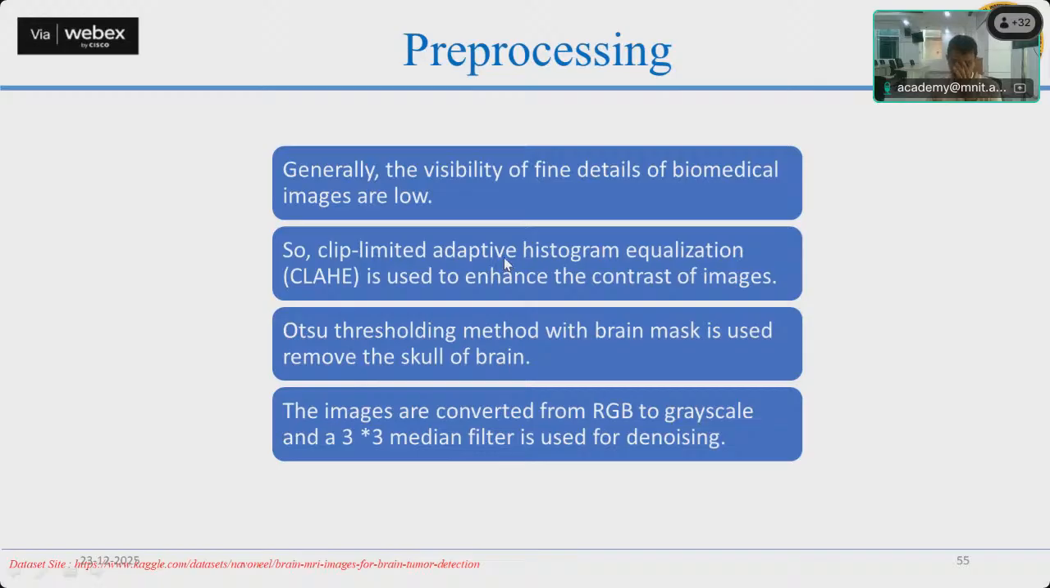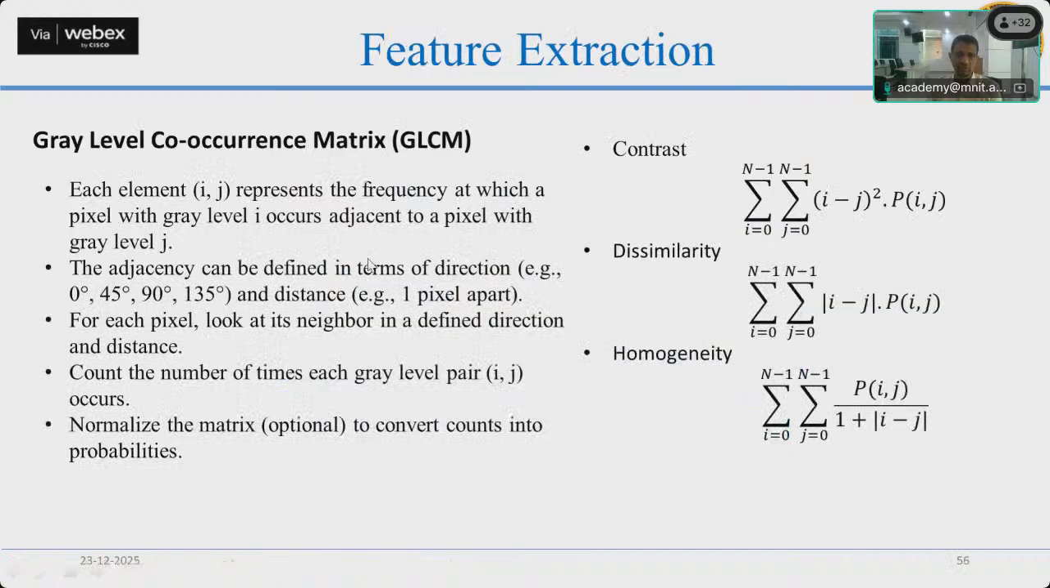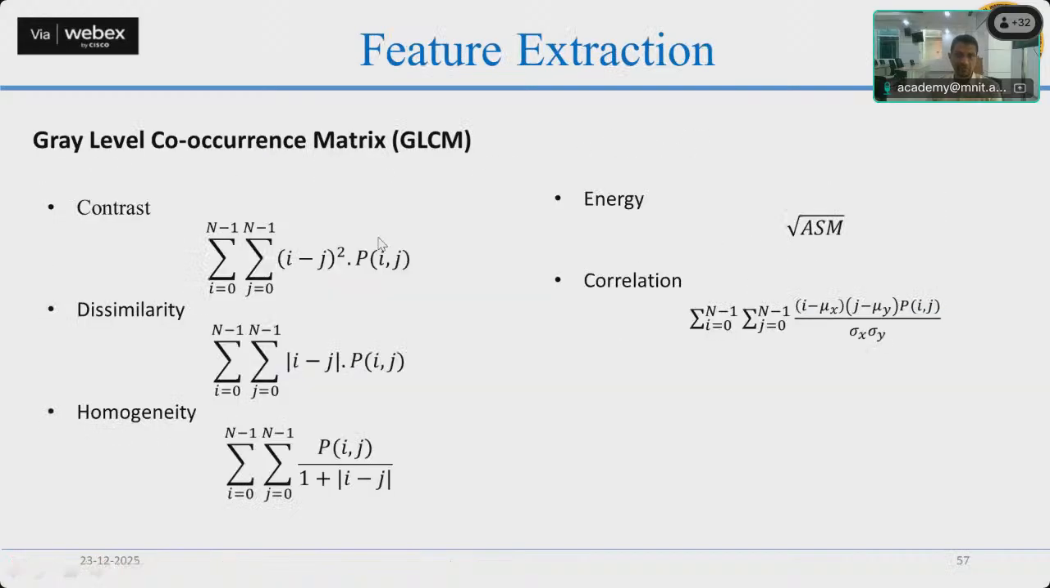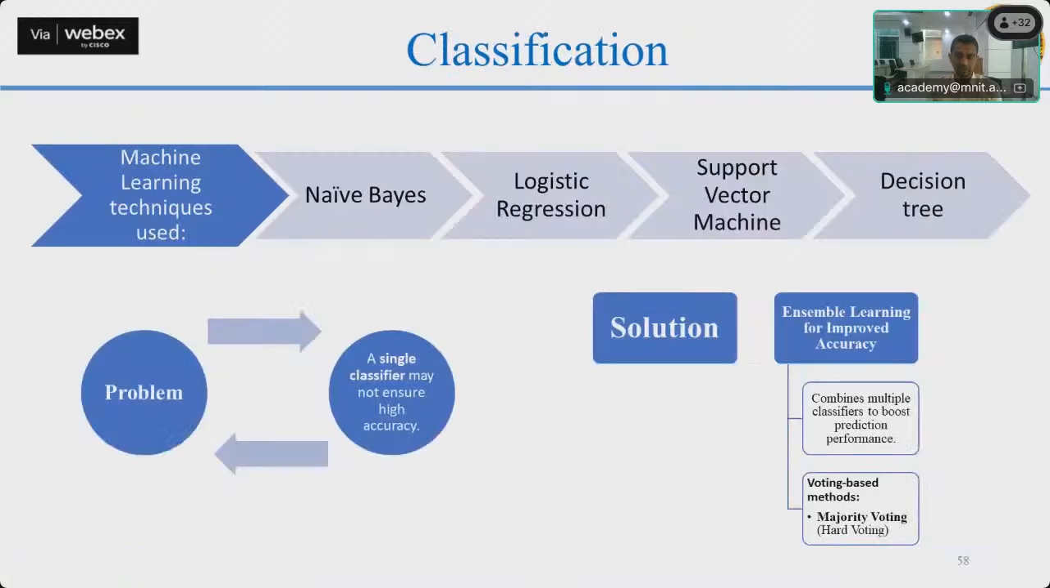So again, we apply contrast limited adaptive histogram thresholding; the image cannot be grayscale, and a 3 by 3 median filter is used for denoising. Gray level co-occurrence we have already read. It's the feature extraction. Here we have basically used a machine learning technique. We can use either of them.